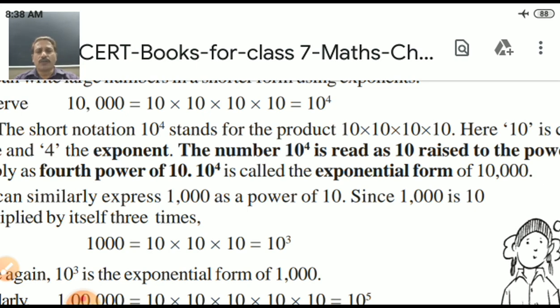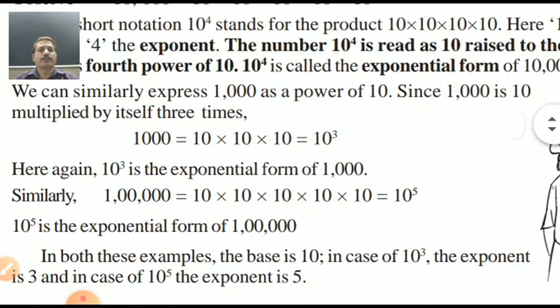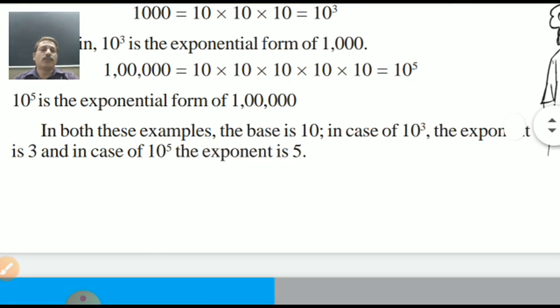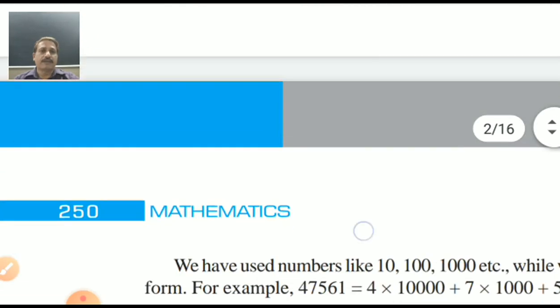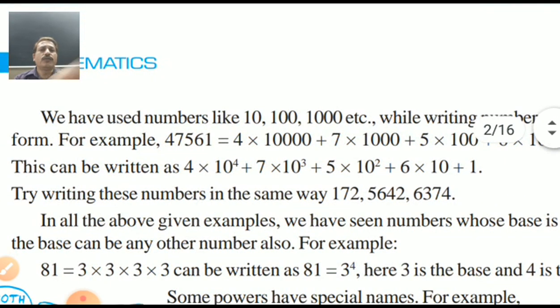Good, very good. 1000 form is 10 raised to 3. Yes, my dear student, it is also like that way. 1 lakh also represent 10 raised to 5. No need to write 6 digits, only 3 digits, 10 and 5. Isn't it? But 5 should have little bit upside. Good. So here in both the cases we can find the base is 10. So we can say exponent is 3 and exponent is 5, but base is 10. We have used the 10, 100, 1000, etc.